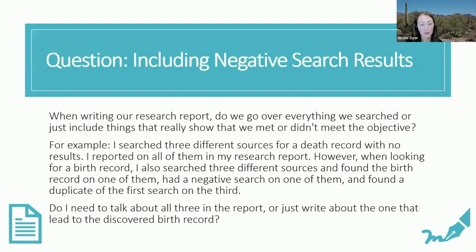For example, I searched 3 different sources for a death record with no results. I reported on all of them in my research report. However, when looking for a birth record, I also searched 3 different sources and found the birth record on one of them, had a negative search on one of them, and found a duplicate of the first on the third. Do I need to talk about all 3 in the report or just write about the one that led to the discovered birth record?